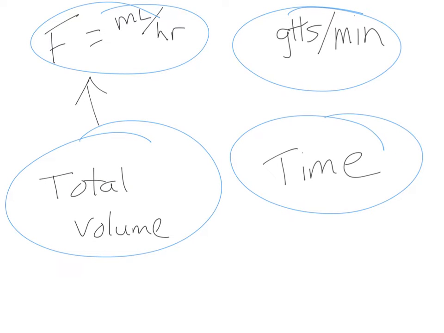So let me just erase all this stuff on here. Okay, so we're going to take a look at drops per minute first. So how we calculate, again, GTT is drops per minute.